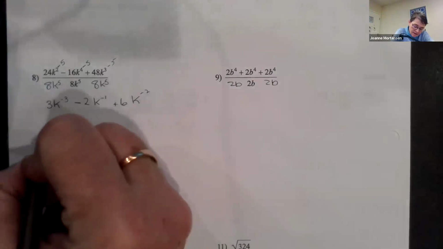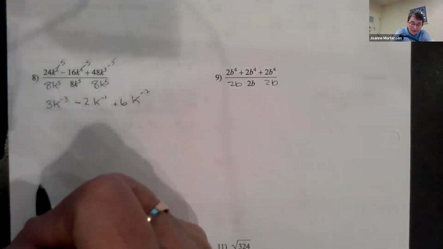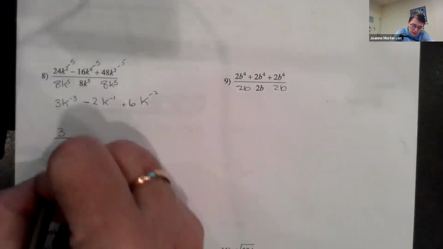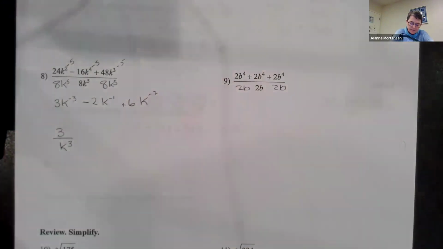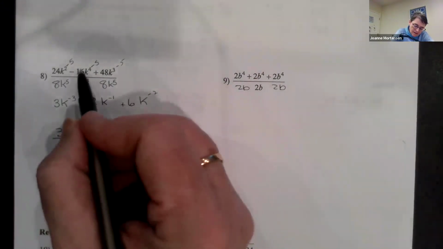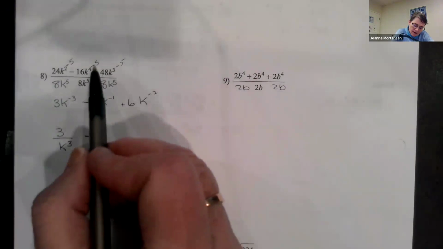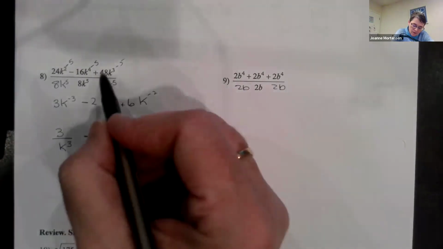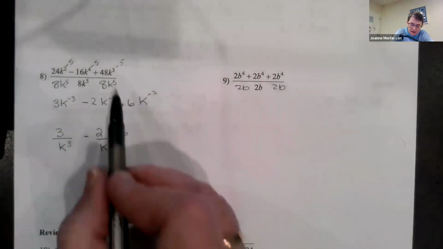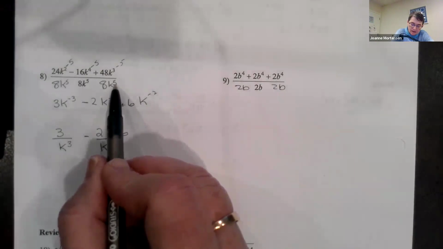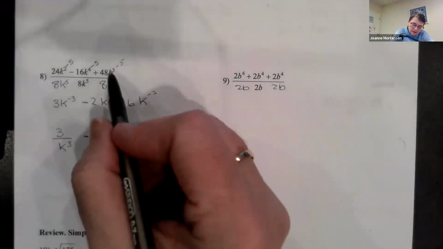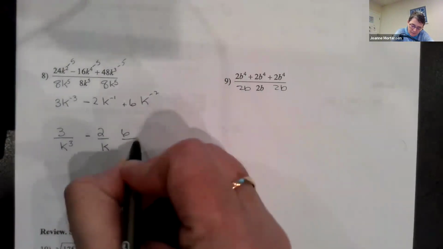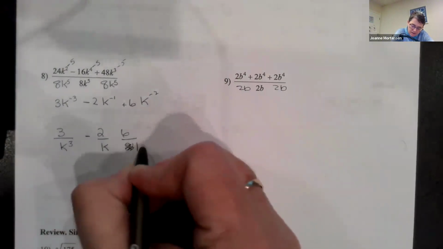That's the easiest answer. Let me put it this way, an equivalent answer. 24 divided by 8 is 3. I have more k's on the bottom, so I can put k cubed. Minus 16 divided by 8 is 2. I have more k's on the bottom. How many more? I got 1 extra. And 48 divided by 8 is 6. I have, again, more k's on the bottom. So I'm thinking in terms of canceling, that I have 3 k's on top, 5 k's on the bottom. K squared.